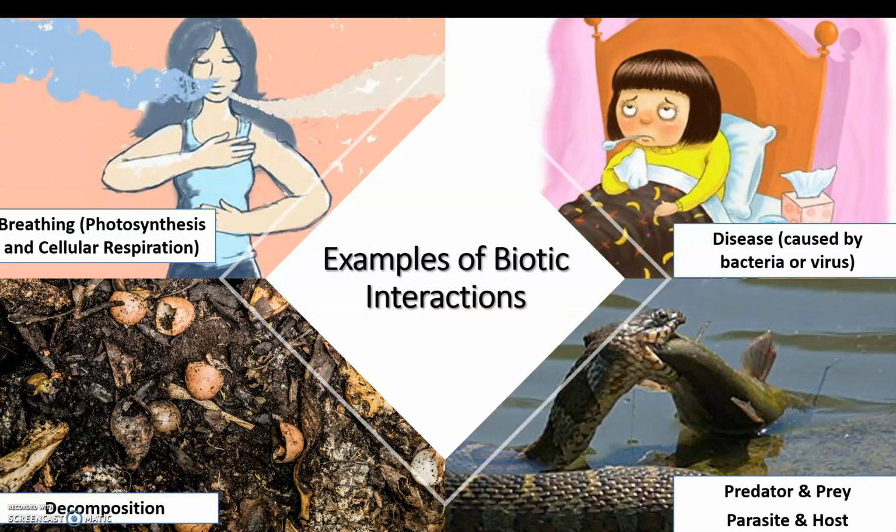As I told you before, ecosystems change depending on how biotic and abiotic factors interact. It's possible for two biotic factors to interact with each other. A very common example is when we breathe. When we're breathing, we are using the oxygen produced by plants, and we breathe out the carbon dioxide they need for photosynthesis.